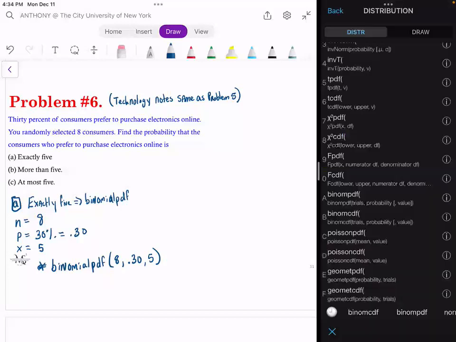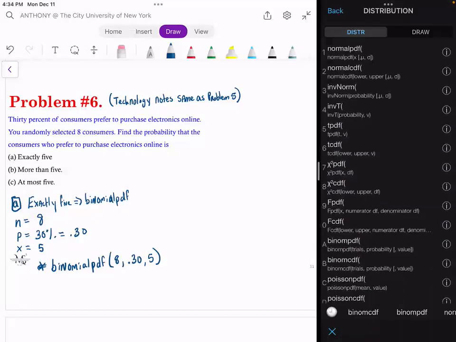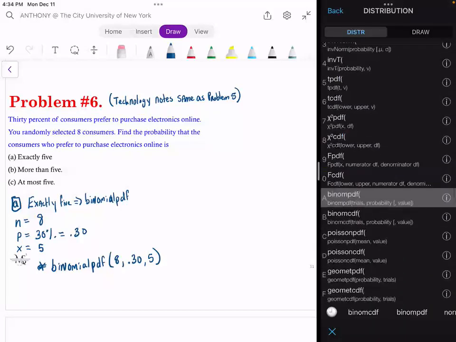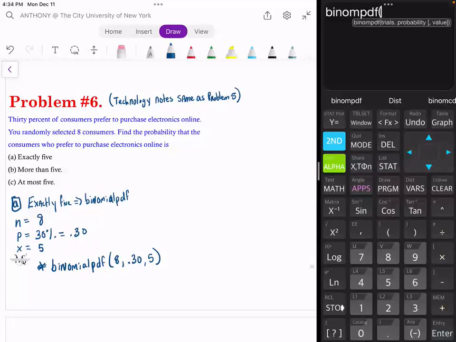So second VARS, binomial PDF. I select option A this time. And then we do 8, comma, 0.30, comma, 5. Round this to 4 decimals. You're going to get approximately 0.0467. So that'll be the solution to A.